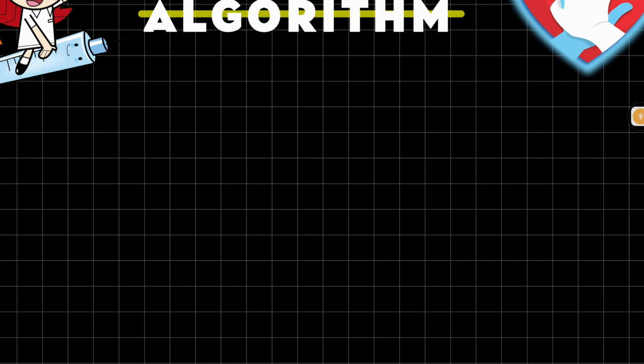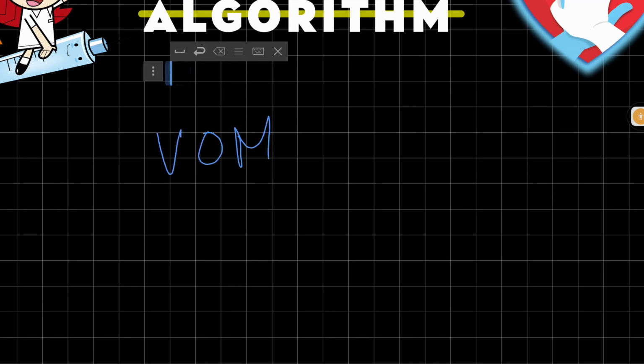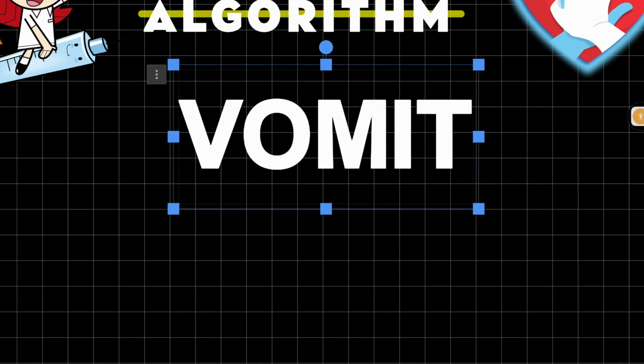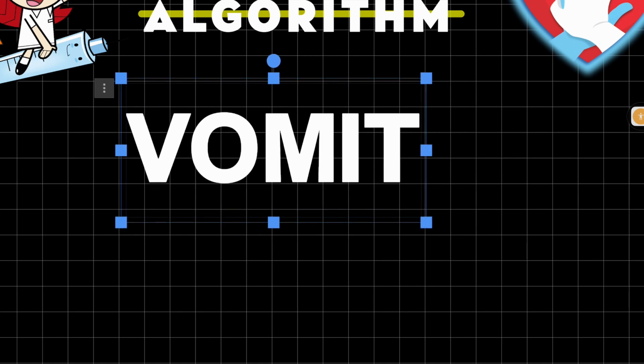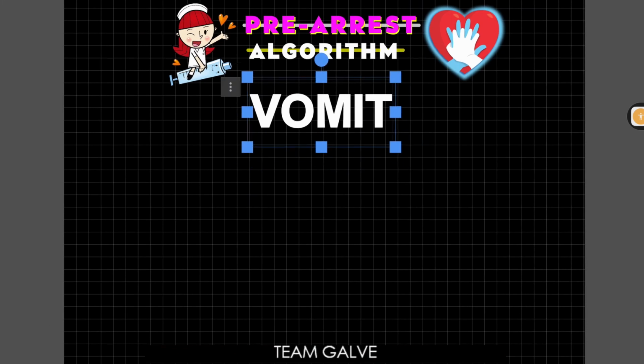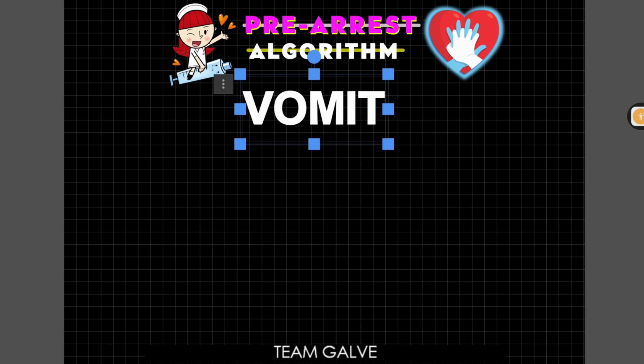All right, you don't want to go to the deadly rhythms. And these are the things that you have to do as part of your pre-arrest algorithm according to your American Heart Association. I will introduce you to this concept of, all right, let me start here. Concept of what? Vomit. So you will hear this, vomit. Let me change something here for you.